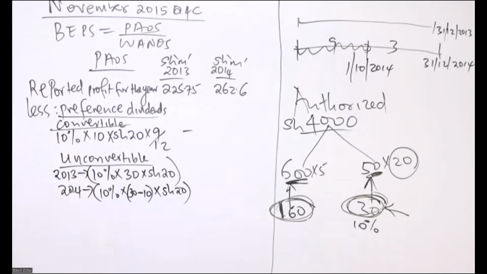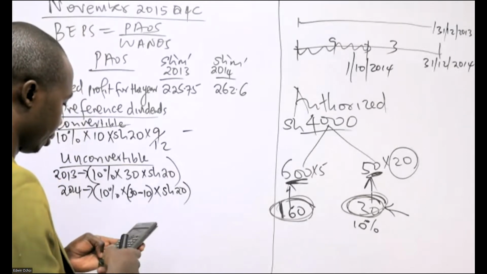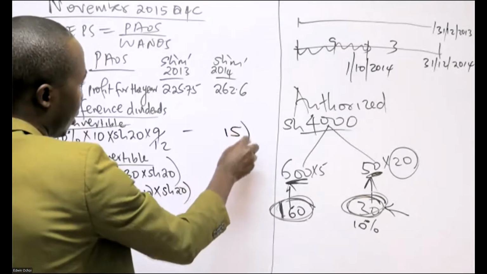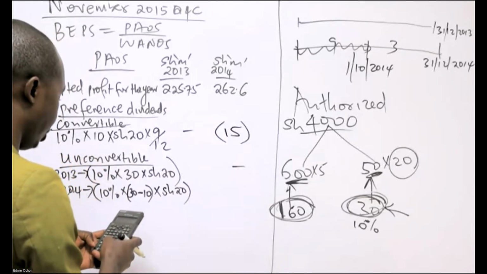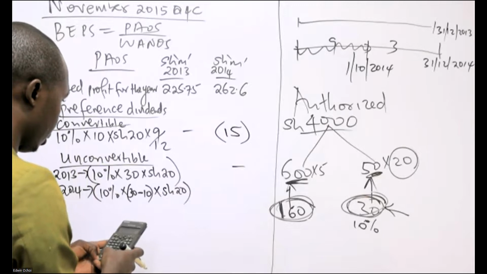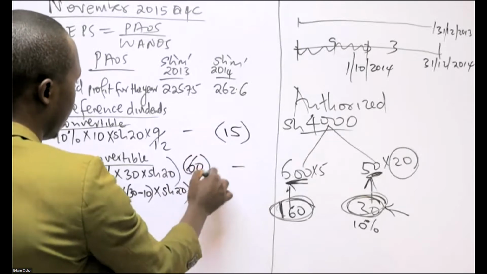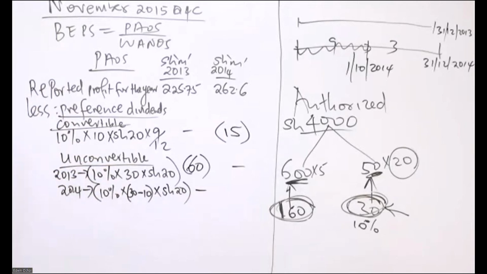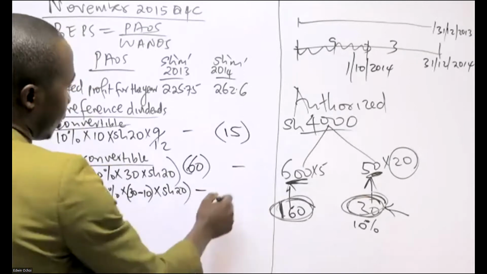So what do you have for the first one and the second one, respectively? If we take 10% of 10 times 20 times 9 over 12, this is 15. Then we have this is 60. Then what about the last one? 0.1 times 20 times 20. So this is 40.